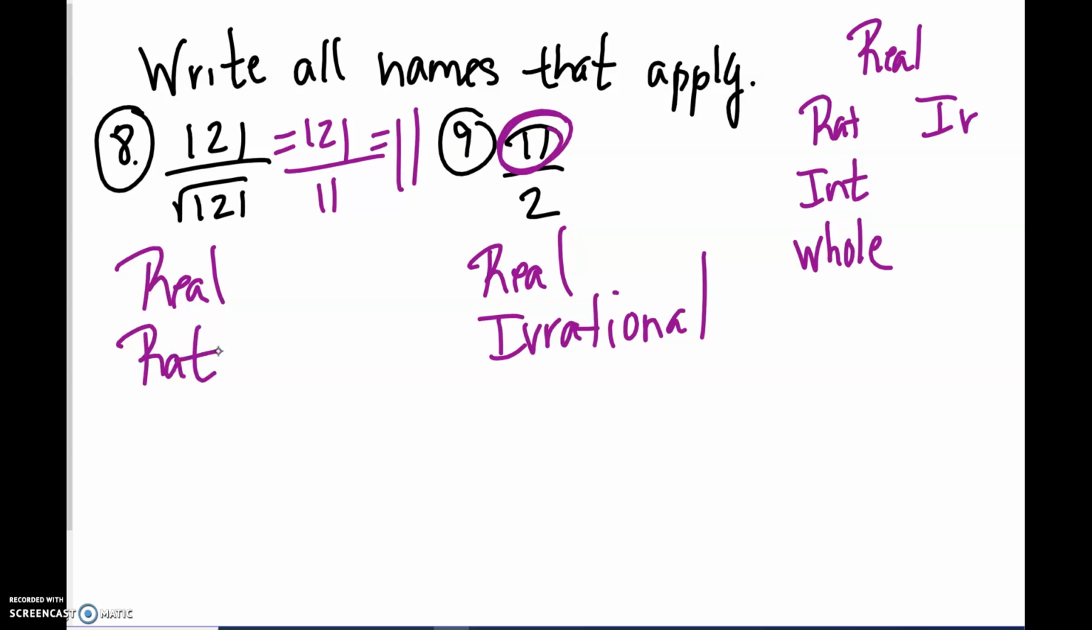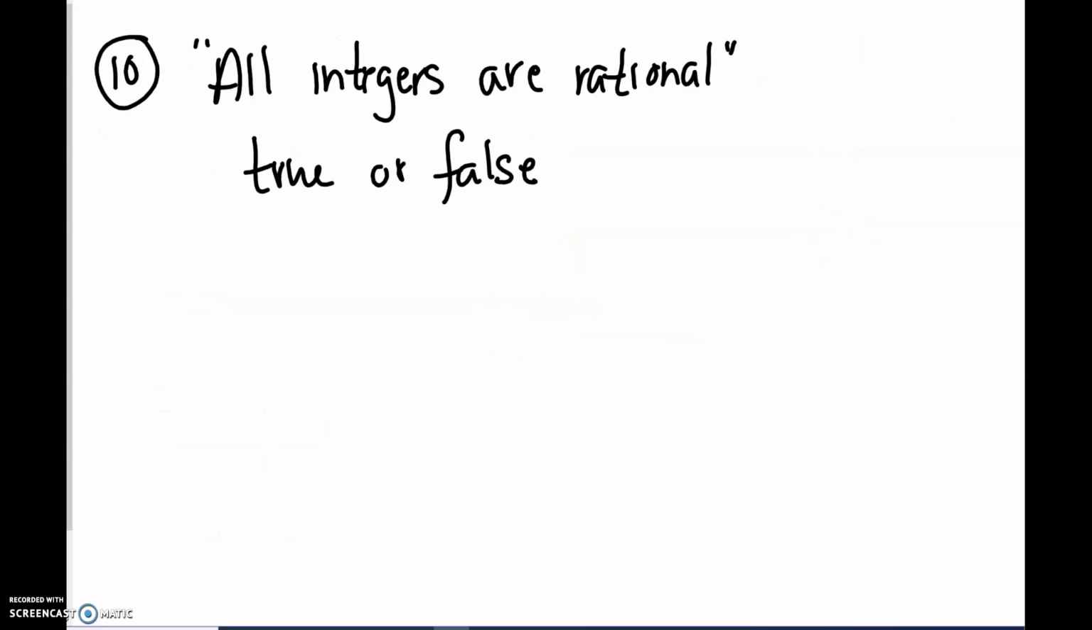And is it an integer? Yep, this is an integer. And just start counting. 1, 2, 3, 4, 5, 6, 7, 8, 9, 10, 11. So it is also whole. Okay, so rational, real, integer, and whole.